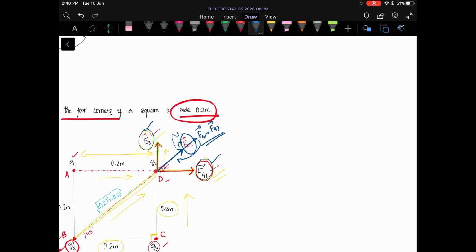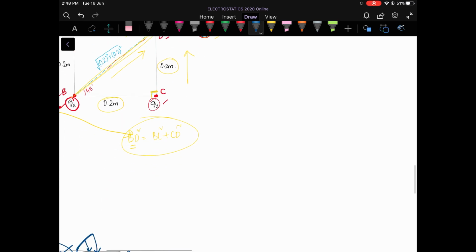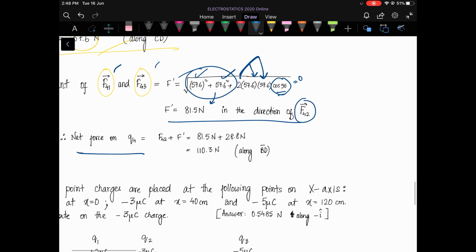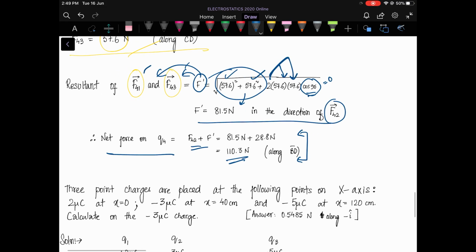Now clearly, F42 and the resultant of these two forces are in the same direction, so the total force, or the net force, I can say, is that we add the net force from these two charges with your F42. And we are adding simply because they are in the same direction. If they were in opposite directions, you can see we would have to subtract them. So when we do that, we are going to get 110.3 newtons.